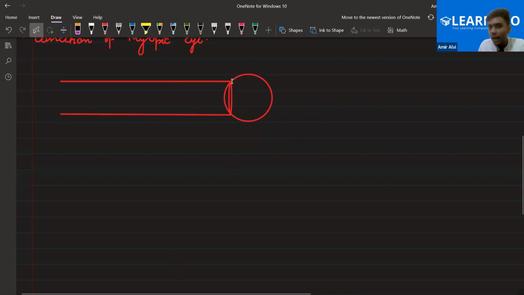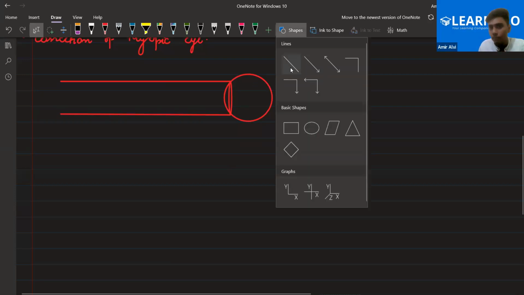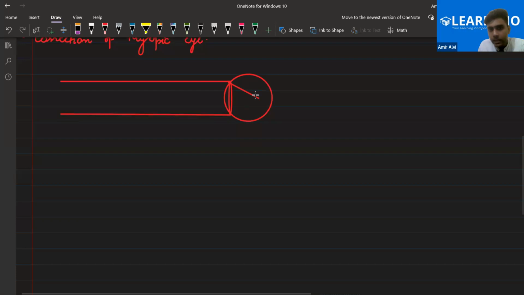The light should refract at the retina, but the light rays will converge in front of the retina instead of converging at the retina because of the shorter focal length, or you can say the high converging power. The high converging power means light rays are getting converged at a shorter distance than the retina, than the focal length of the eye lens, right?